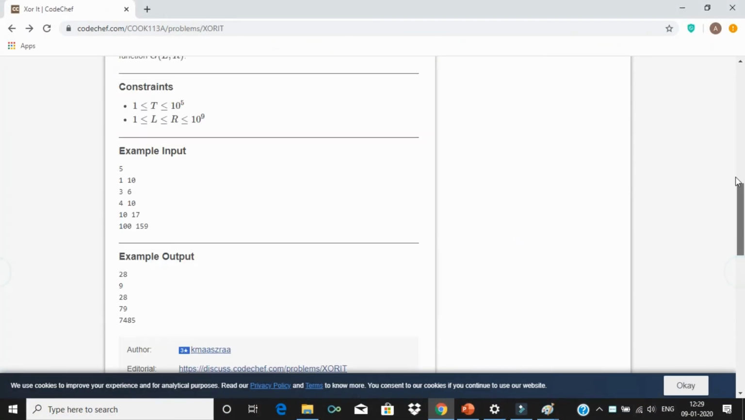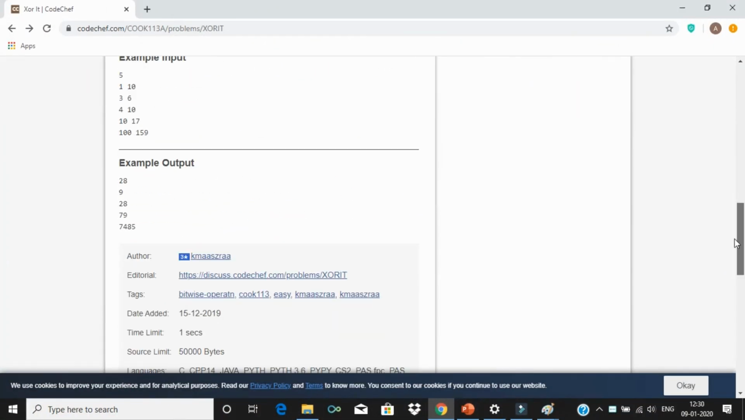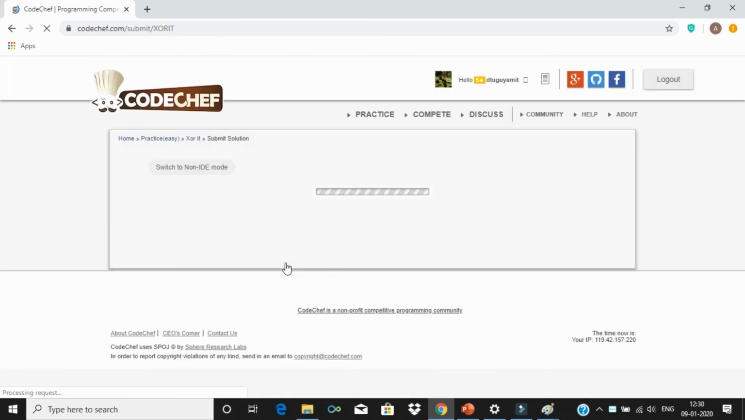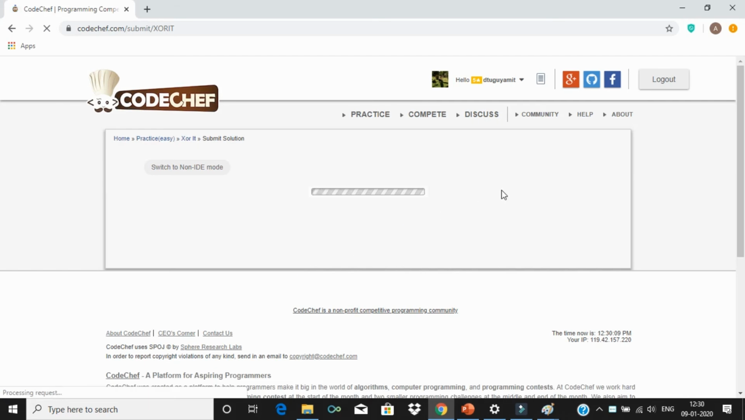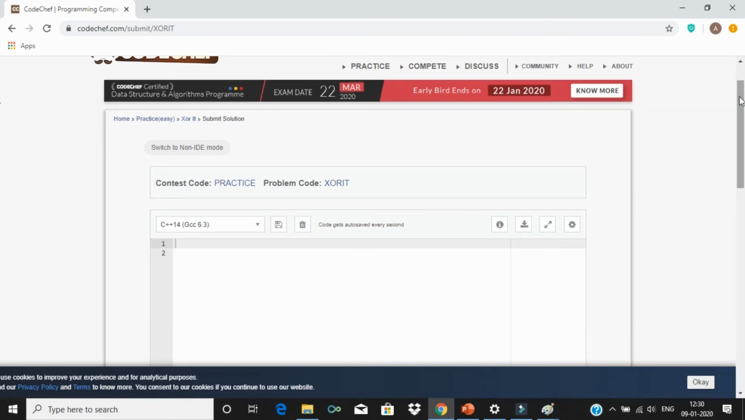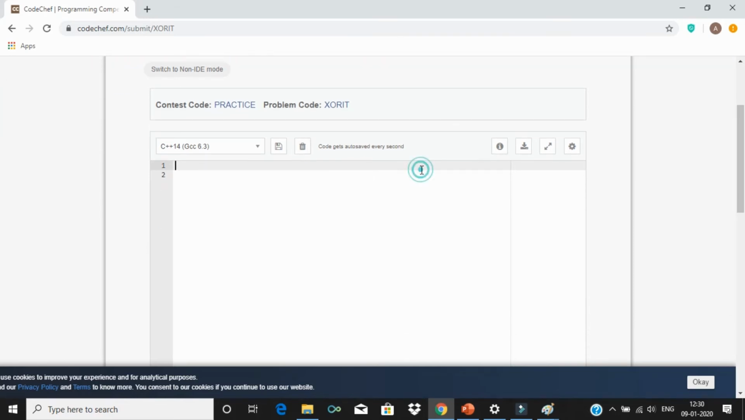Now we will submit the code for the XORIT problem. Let's start the code. I'm going to code it in C++ language, right? So let's start with the code. We will be implementing everything we discussed in the algorithm.